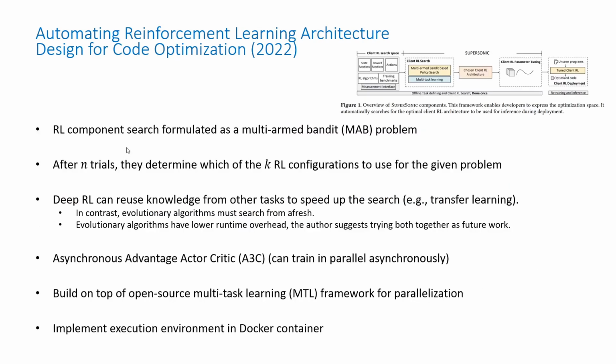To model the reinforcement learning problem for selecting the reinforcement learning architecture, they use multi-arm bandit instead of a Markov decision process. This multi-arm bandit is simpler, and the way that it goes is that after n trials, they determine which of the k reinforcement learning configurations to use for the given problem. They also, one advantage that reinforcement learning has over evolutionary algorithms is that they can reuse knowledge from other tasks to speed up the search, something like transfer learning.